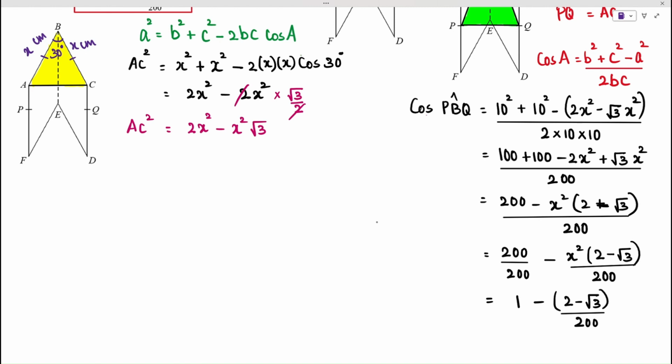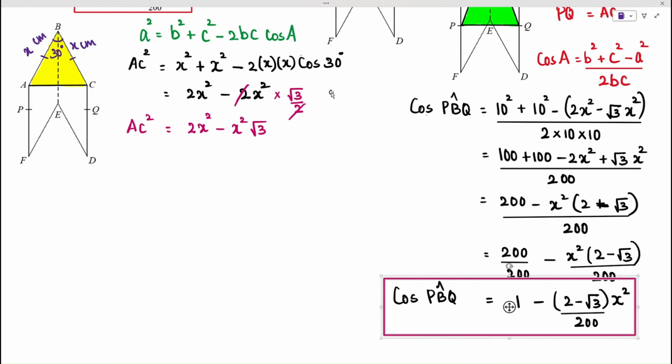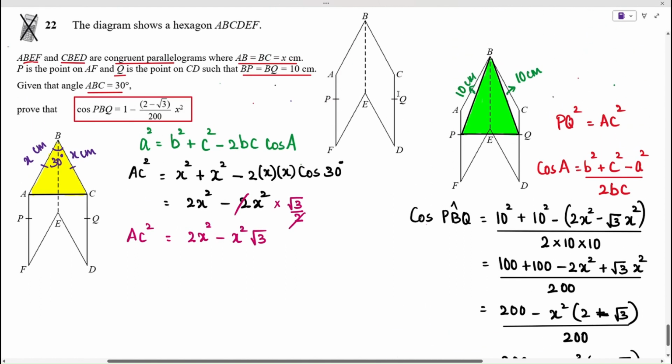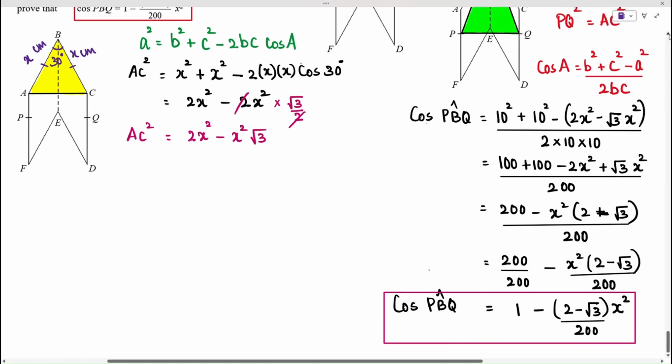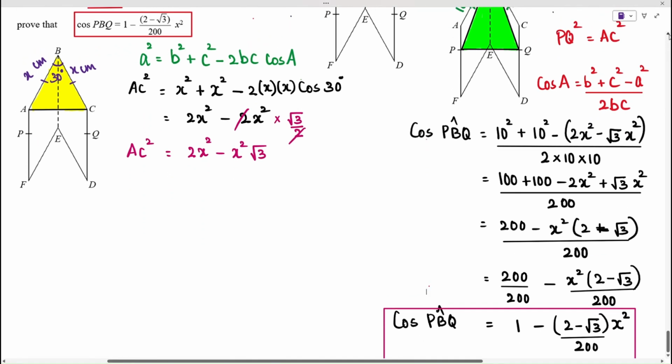And since our x squared is in the numerator, our fraction has been multiplied by x squared, so we can always bring it to the side and show that cos of PBQ is equal to 1 minus (2 minus root 3) over 200 times x squared. So, with questions like this, if you find that you can't seem to get towards your answer, you can always work back, or you can simplify further up in your equation to give you favorable values.